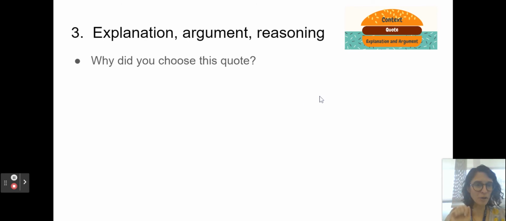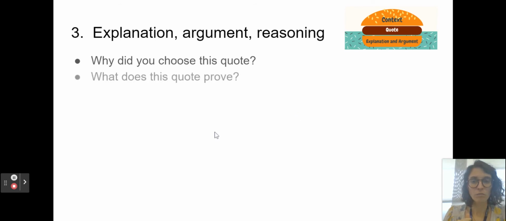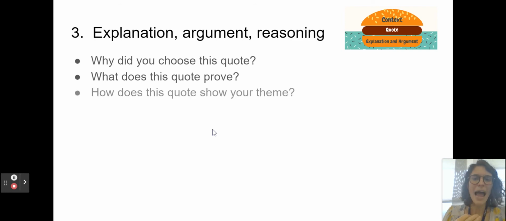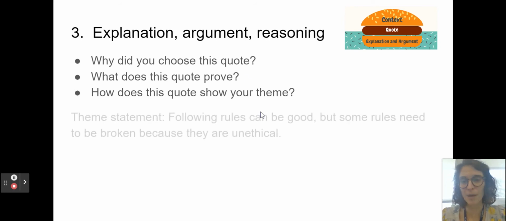So here we have, after my context, I've given my quote. What now? Why did you choose this quote? What does this quote prove? What point does this make? How does this quote show your theme, your thesis statement, whatever you're trying to prove? You may feel like, duh, it's so obvious, it's right there in the quote. If only we all just read each other's minds, life would be so much nicer. But we don't. We need to see your thinking. You need to make your reasoning, your thinking visible. And we do that in the explanation or argument.